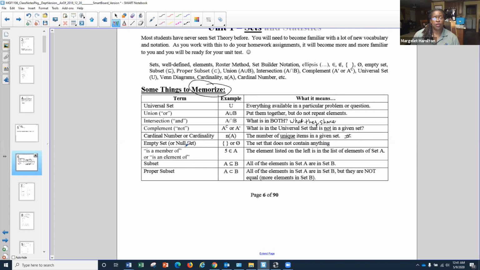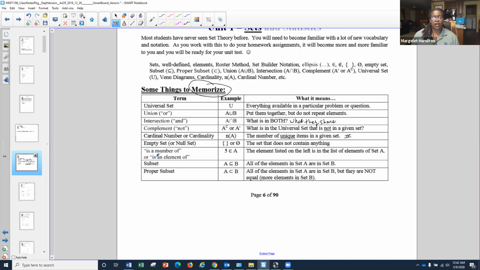The empty set or null set, again, is represented by these two forms. Your set brackets, or in lay terms, we call it the squiggly brackets, with nothing in them, or the 0 with the slash, all right? A set that does not contain anything.